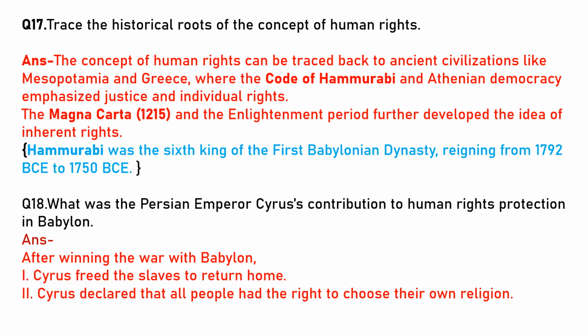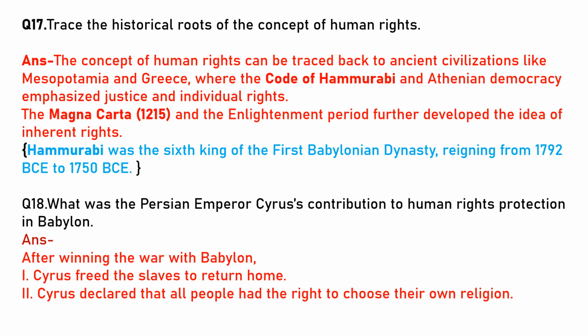Trace the historical roots of the concept of human rights. The concept of human rights can be traced back to ancient civilizations like Mesopotamia and Greece, where the Code of Hammurabi and Athenian democracy emphasized justice and individual rights. The Magna Carta of 1215 and the Enlightenment period further developed the ideas of inherent rights. Who is Hammurabi? He was the 6th king of the first Babylonian dynasty, reigning from 1792 BC to 1750 BC. And his code is known as the Code of Hammurabi.